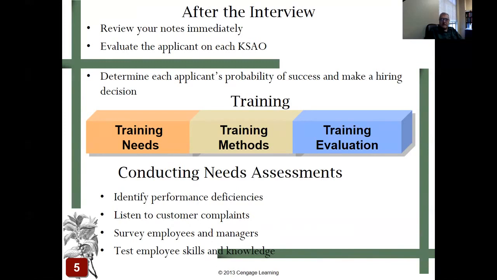Training is another important function under human resource management. Training is an investment for the future of the organization. It is not a waste of time or a waste of resources. We have to identify performance deficiencies. We need to do a survey, listen to customer complaints, survey employees and managers, and test employee skills and knowledge to see if training is needed.